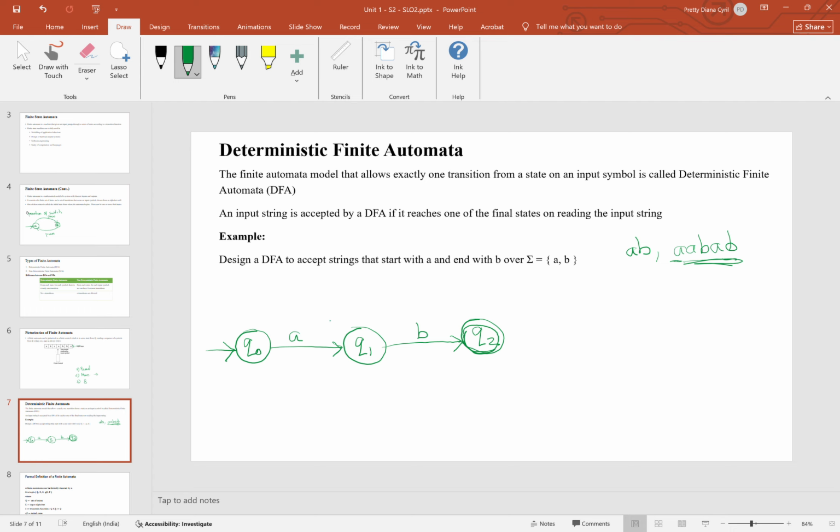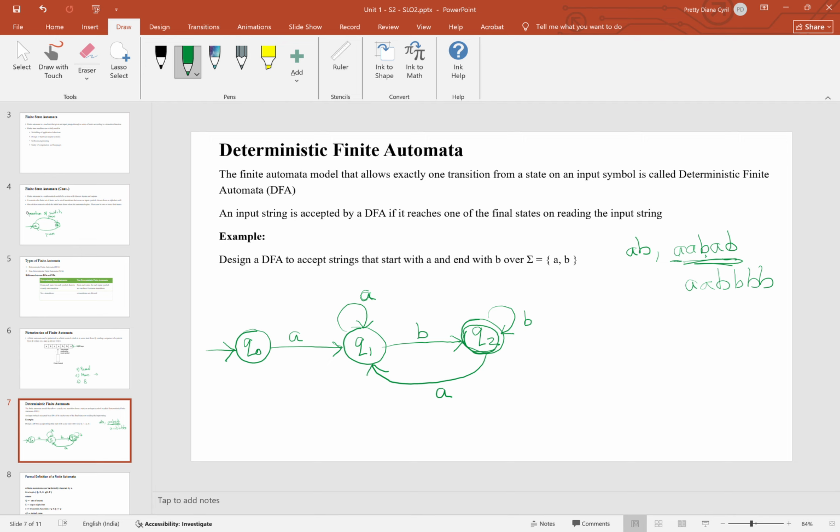We can have multiple. So after this A also, we can have an A. So I'm creating a loop for this state A. And here also I'm creating a loop for the B, because the input can be like this also: A, B, B, B, B, B. So it will work here. Then for this symbol, after AAB, again there is an A. So from Q2 to Q1, we can create the transition for the input symbol A. Okay, so this is the transition diagram.